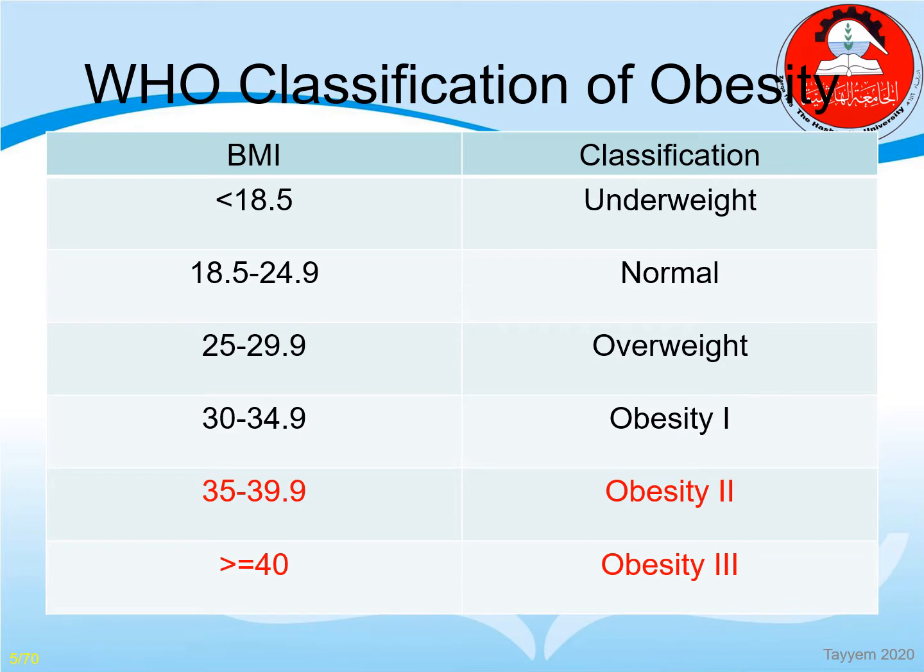The WHO classification of obesity, as you can see, classifies people according to their BMI: underweight if they are less than 18.5, between 18.5 and 24.9 normal, 25 to 29.9 overweight, 30 to 34.9 obesity class 1 or obesity, 35 to 39.9 obesity class 2 or severe obesity, and more than 40 obesity class 3 or morbid obesity.